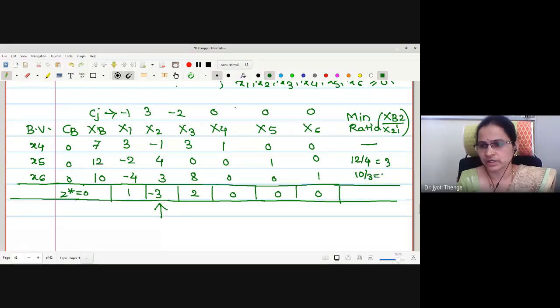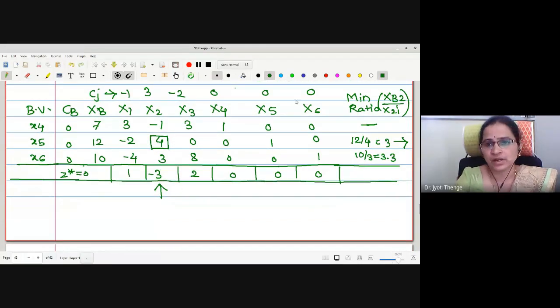12 by 4 is 3. 10 by 3 is 3.33 something. So which is going to leave the basis? This variable, X5. So how much is the pivot element? 4 is the pivot element. Let us complete this example. What are the row operations? R2 by 4.